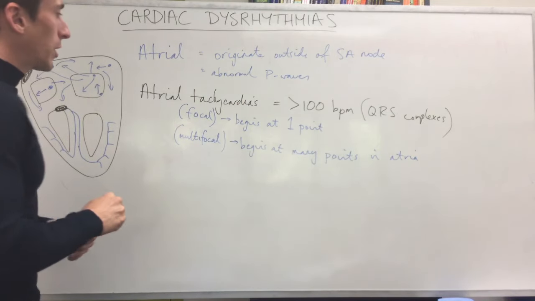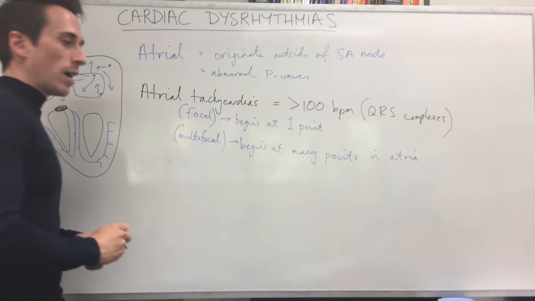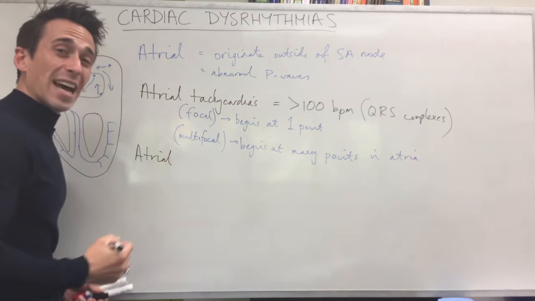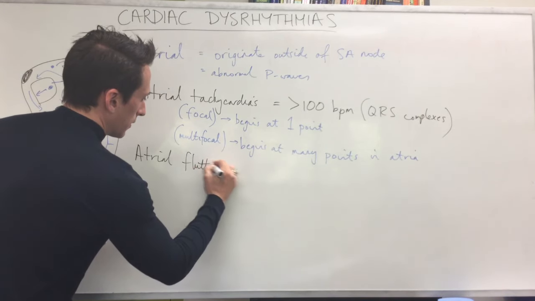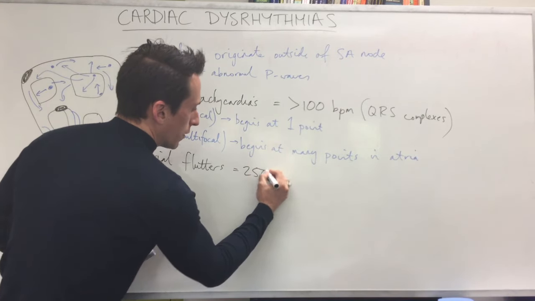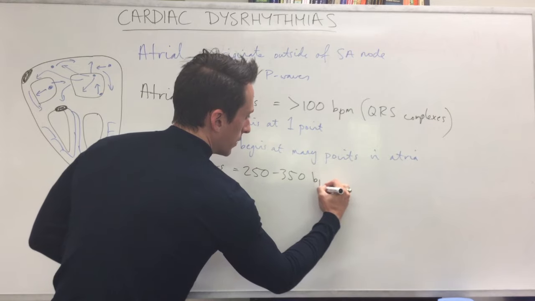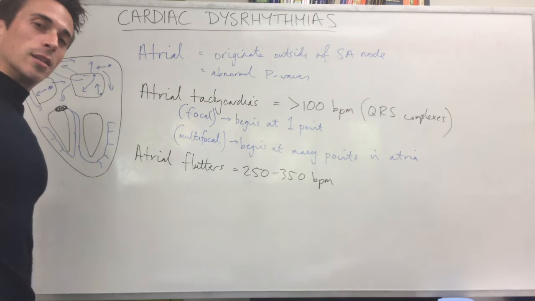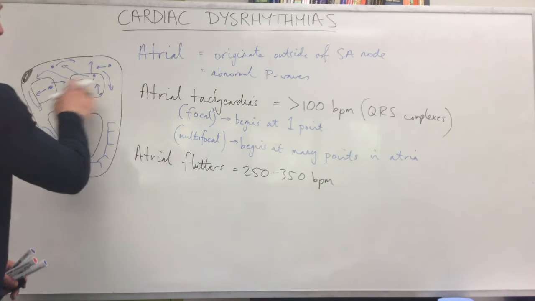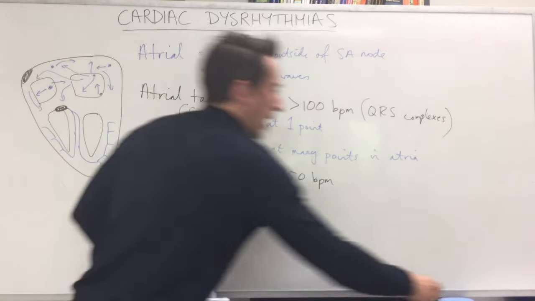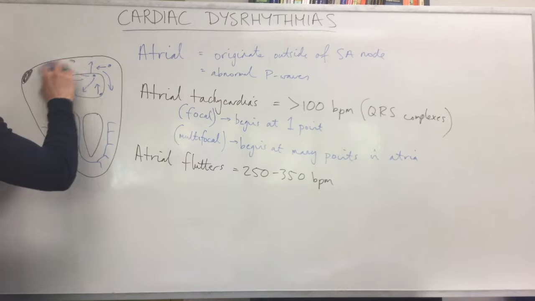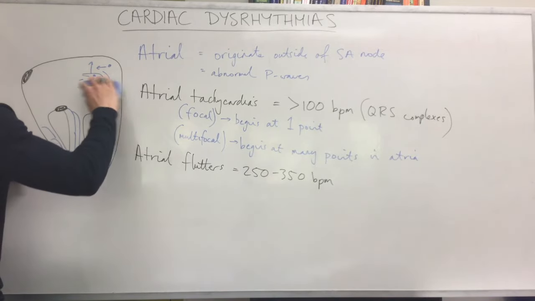However, you can have atrial tachycardias which are a lot faster. In actual fact, atrial tachycardias which are known as atrial flutters, and these atrial flutters are actually between 250 to 350 beats per minute. Now, these atrial flutters, again, originate at the atria. And what you find is that this is usually due to what we call, and I spoke about at the beginning of this lecture, re-entry mechanisms.